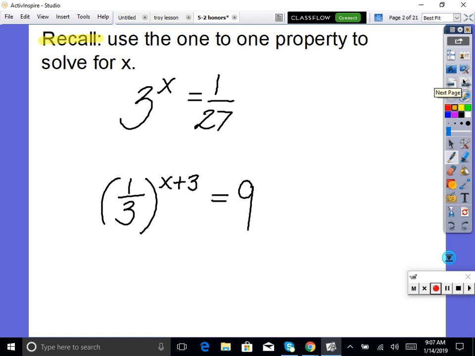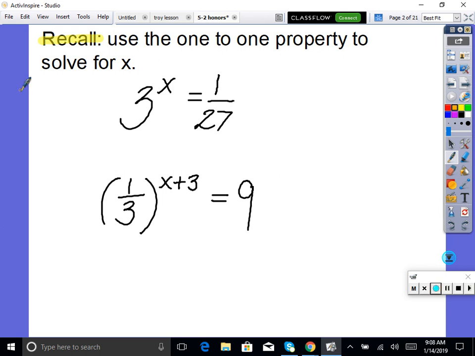Okay, let's review the one-to-one property from last time. It says use the one-to-one property to solve for x. So remember, the one-to-one property says if you can rewrite these both as the same base, you can just solve using your exponents because they're both base 3. So let's look at this. Base 3 to the what power equals 1 over 27? I'm going to point something out. Isn't 1 over 27, 27 has obviously been flipped over a fraction, hasn't it?